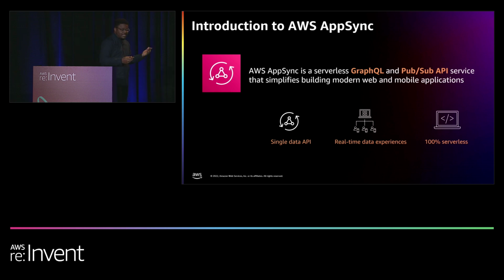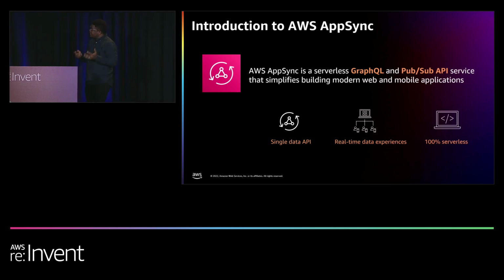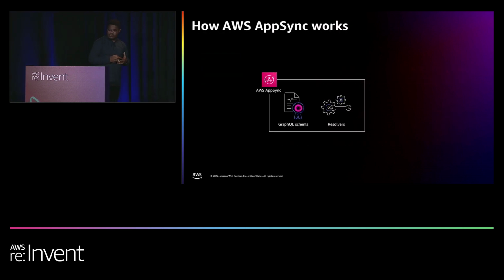AppSync also provides built-in PubSub APIs. So if you want to create engaging real-time experiences that automatically publish updates to clients, AppSync can help you set up a WebSocket connection between AppSync and the clients for your application. And finally, and most importantly, AppSync is serverless. What that means is that you do not need to worry about the underlying physical infrastructure that provides the HTTP API and the WebSocket connection. It's all managed for you by AWS, and you only pay when your APIs are invoked.